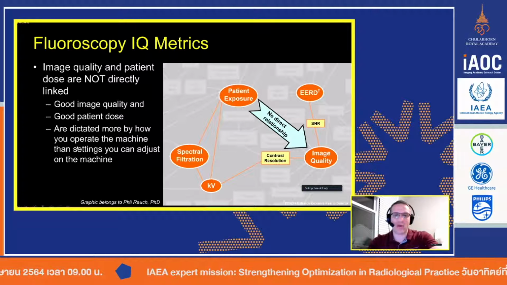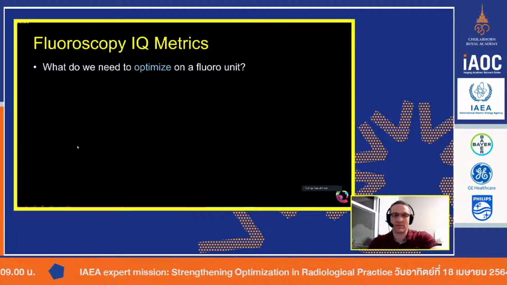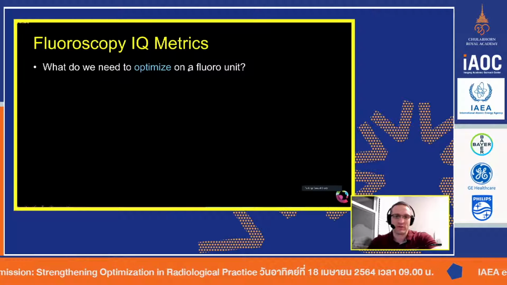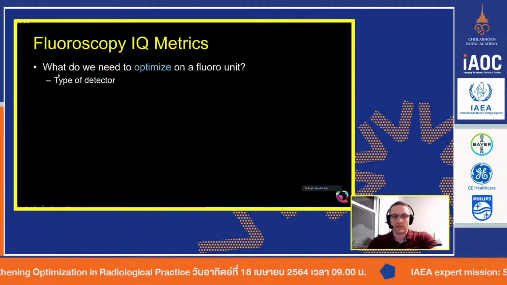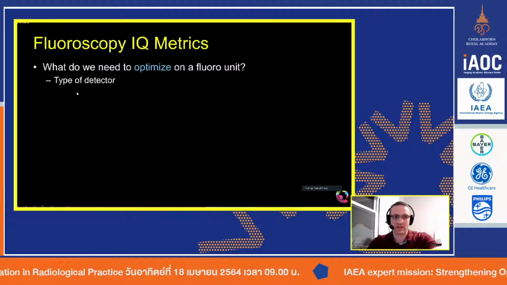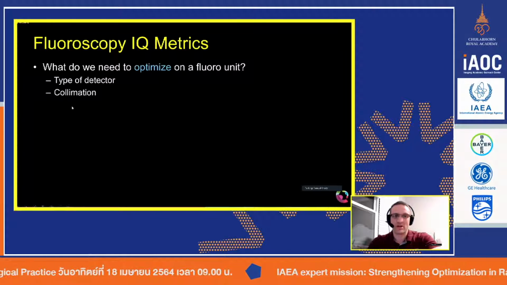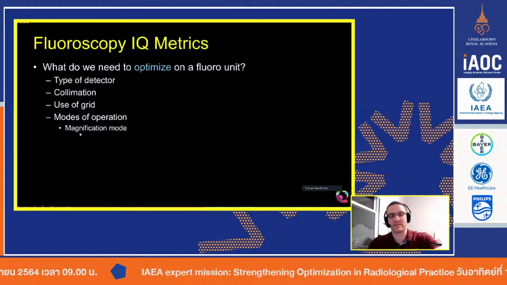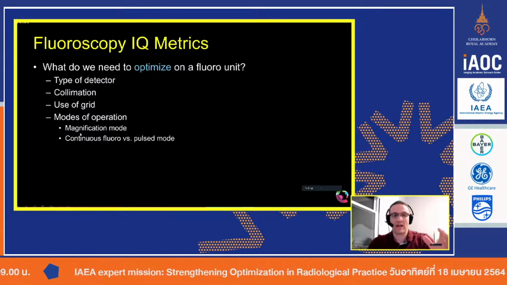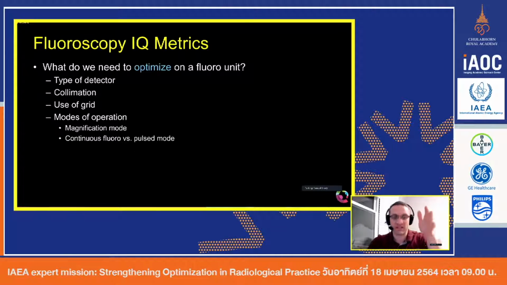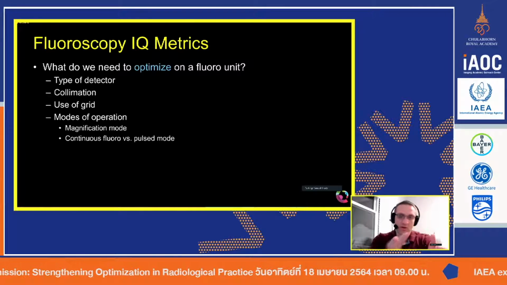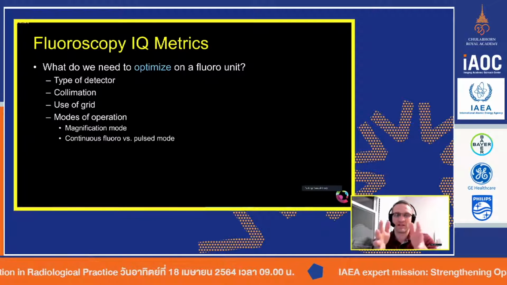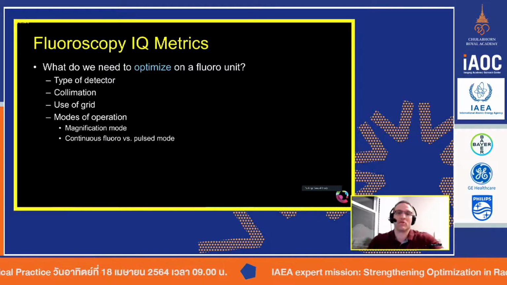So let's talk about how we can optimize at least the image quality for today and then dose next week. So what do we need to optimize on a fluoro unit? Well, we need to talk about the type of detectors. There are two major detectors out there. We need to talk about collimation, the use of a grid, and modes of operation. What I mean by that is the different magnification modes and the way we image, either continuous fluoro, so it's just always on, or we pulse it. We send in short bursts of radiation and we create these images and we just add them all together like a movie, like a cinema or a cine.